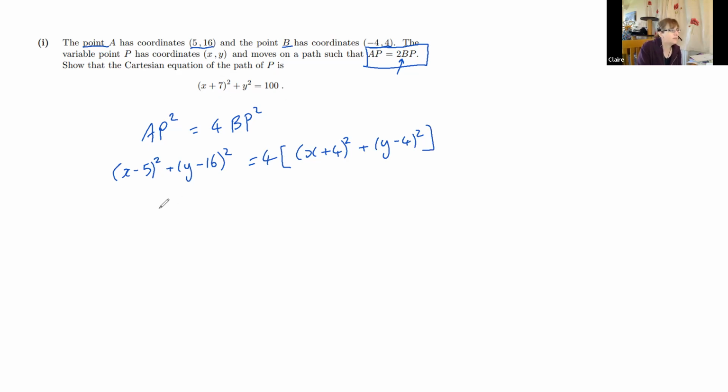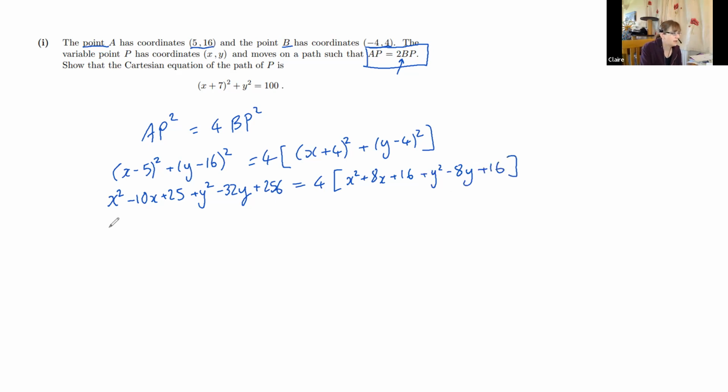We want to show that it has this form. So we're going to have to get our hands a bit dirty here and do some algebra. We end up with x squared minus 10x plus 25 plus y squared minus 32y plus 16 squared, which is the same as 2 to the power 8, which is 256. And then on this side, we get 4 into x squared plus 8x plus 16 plus y squared minus 8y plus 16. Okay, a little bit more work.